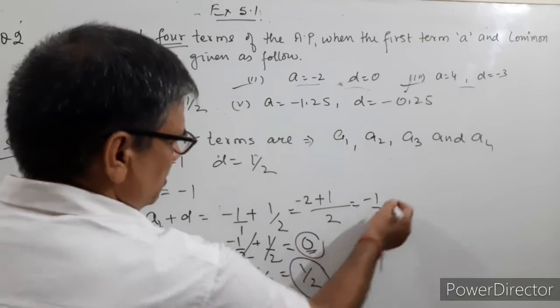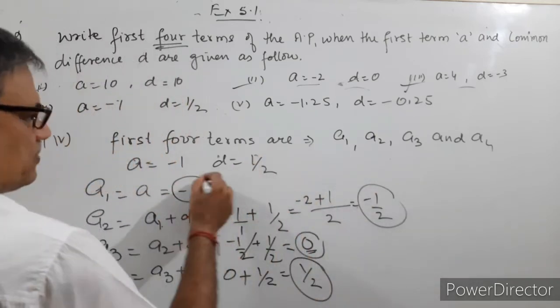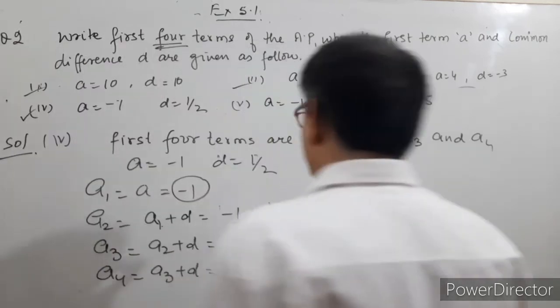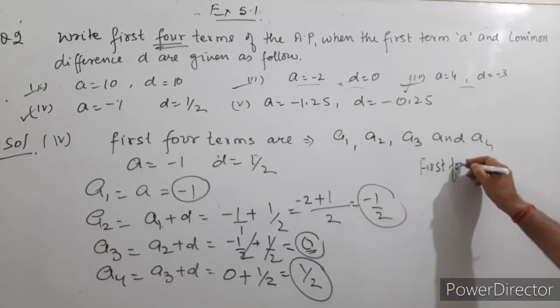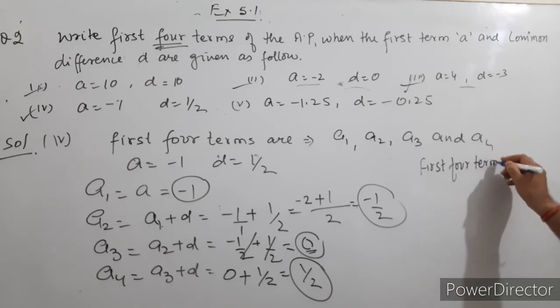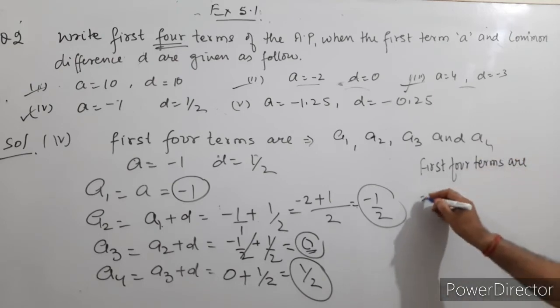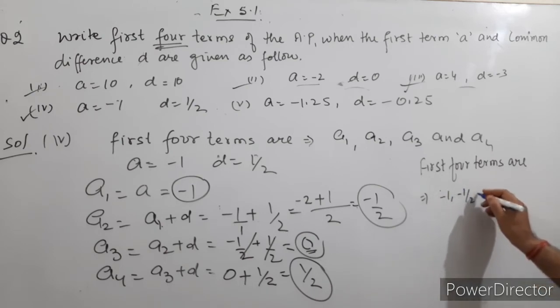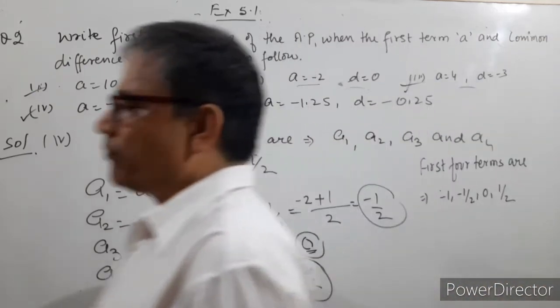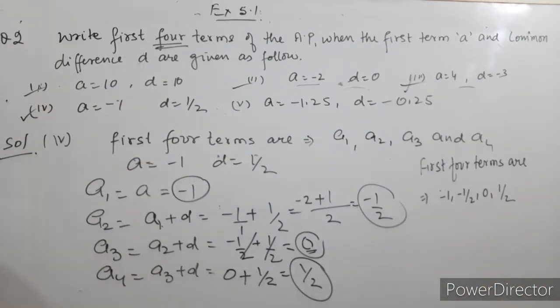This is the first term, second term, third term, fourth term. So what do we have to do? The first four terms are minus 1, minus 1 by 2, 0 and 1 by 2. Check your answer and try to find the fifth part. I am giving you 1 minute to solve it. Fifth part, do it yourself fast.